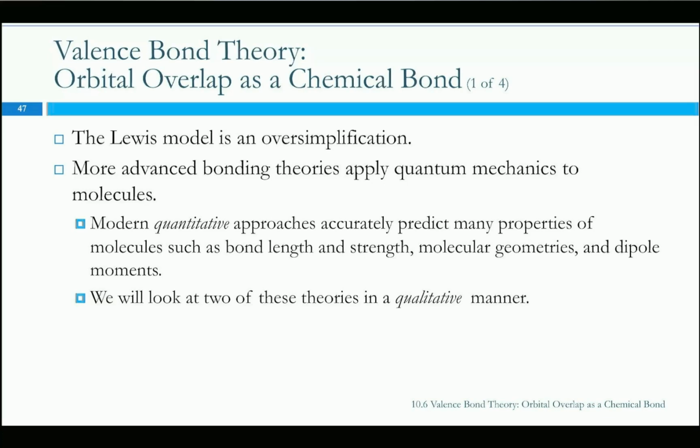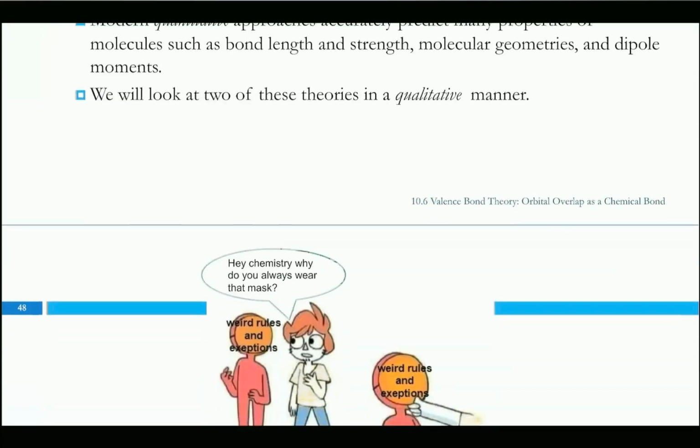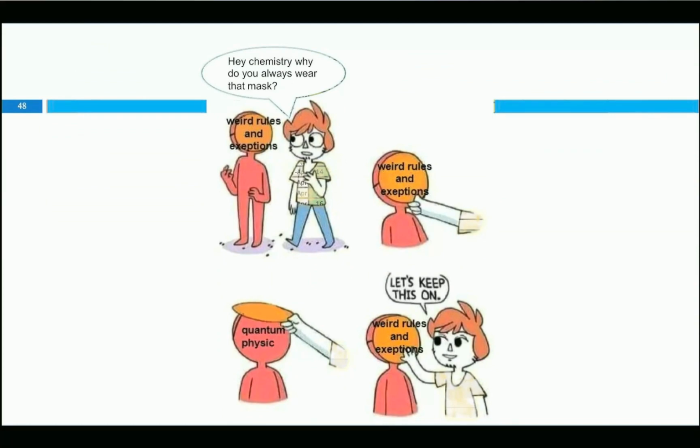So more advanced bonding theories take quantum mechanics, which of course is very complicated and requires a lot of math, which is why Lewis theory is so easy and quick. But it applies the quantum mechanics and then predicts how different valence electrons form bonds. And you can calculate all kinds of different properties like bond length, strength, molecular geometries, dipole moments. We're not going to be doing that math. We're just going to be taking an overview look at it to see, in theory, how the quantum mechanics comes together. We're not going to actually calculate anything because, yeah, quantum physics.